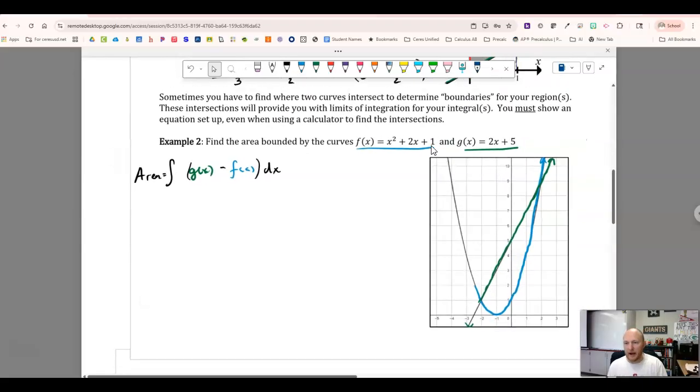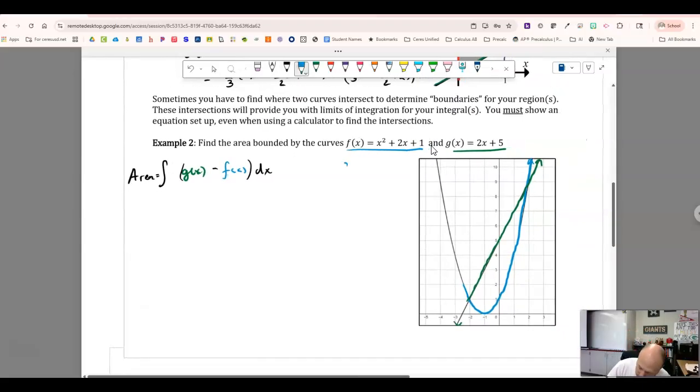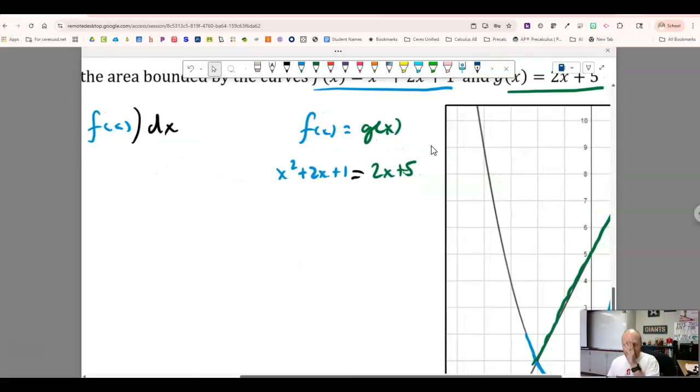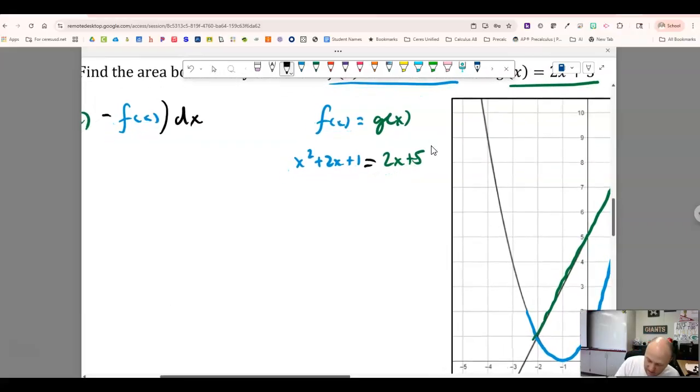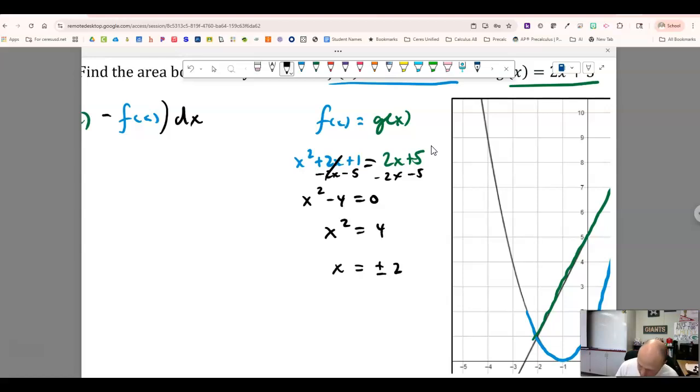Now, I don't have my bounds. I've got to find my bounds, and so what we'll do is we will set f of x, which is x squared plus 2x plus 1, equal to g of x. And g of x is 2x plus 5. So set them equal. Sometimes you have to go ahead and find them. We can easily find them here by moving everything over to one side. If I subtract 2x and I subtract 5, those cancel. We get x squared minus 4, which gives us x squared equal to 4. So x is equal to plus or minus 2.